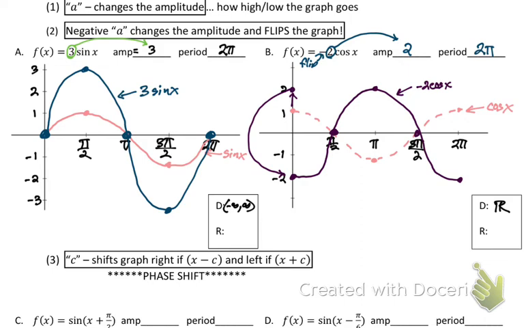This graph goes to negative 3 now, doesn't it? And up to 3. That's going to change your range to negative 3 to 3 with brackets.